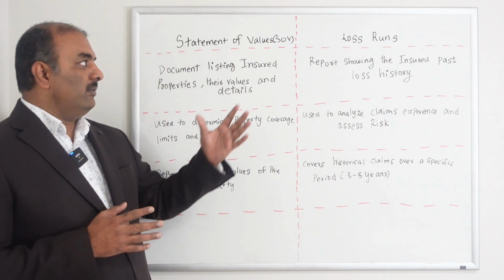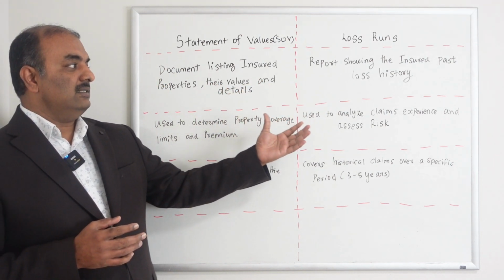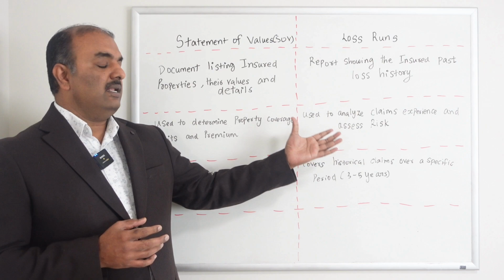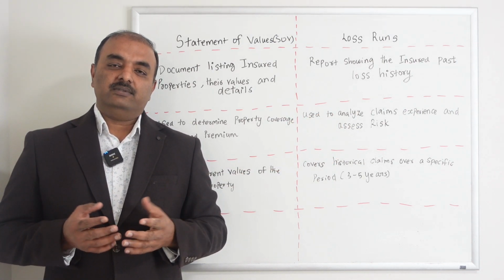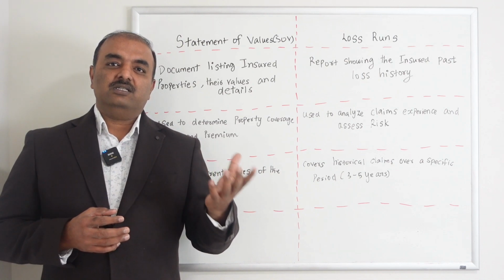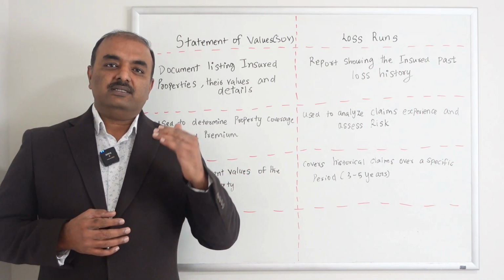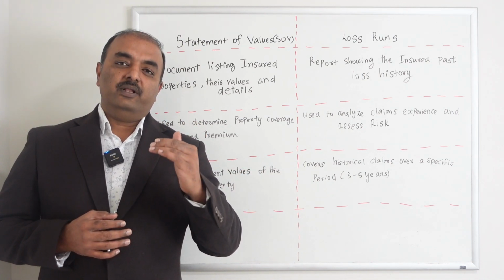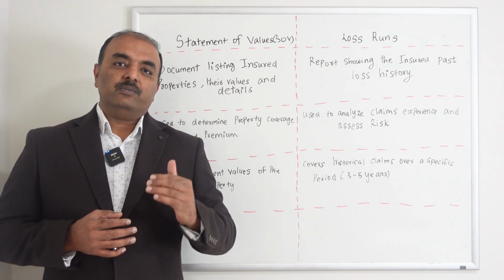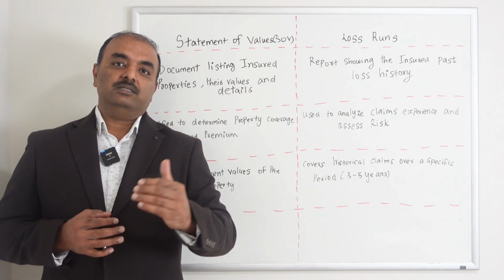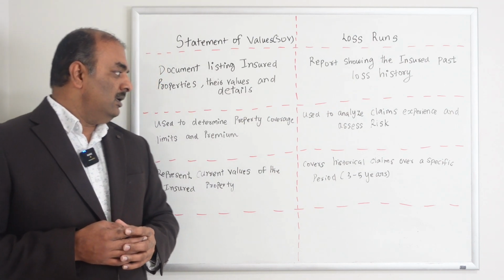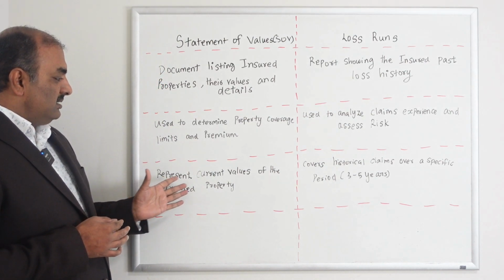The same thing is applicable for loss runs. It is also used to analyze the claims experience and assess risk, right? If you have a customer who had too many claims, then the insurance company may charge them more, right? Or if it has fewer claims, then the premium will be less. Even a lot of insurance companies are trying to automate this process of loading these loss runs automatically into the policy administration system. And pretty much it represents the current values, right?